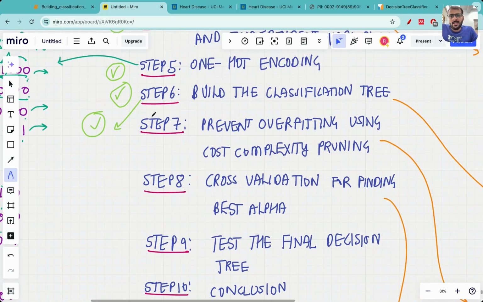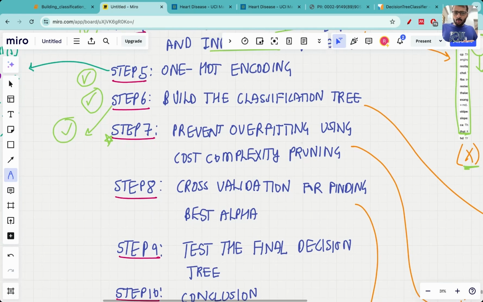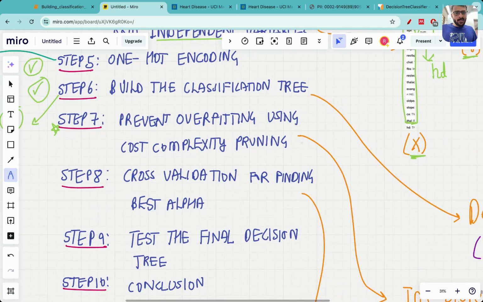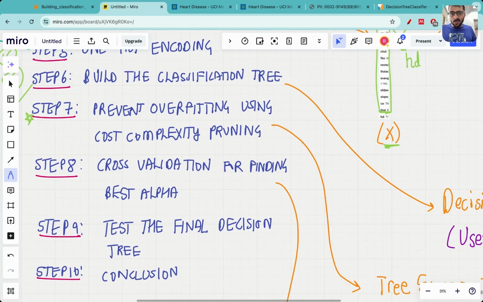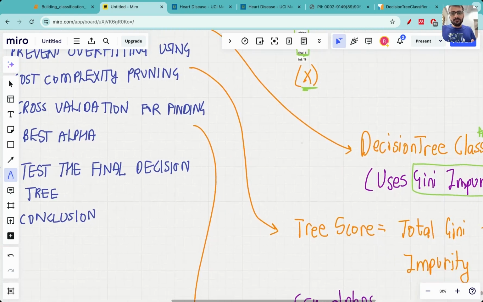So we have now entirely finished step number 6, and now we are going to come to step number 7, which is preventing overfitting using cost complexity pruning. I'm not going to go into too many details about pruning, but I'll just give you enough intuition so that you will understand this part of the code. We have a separate lecture entirely dedicated to pruning in the decision trees from scratch series, so please go through that to deepen your understanding.